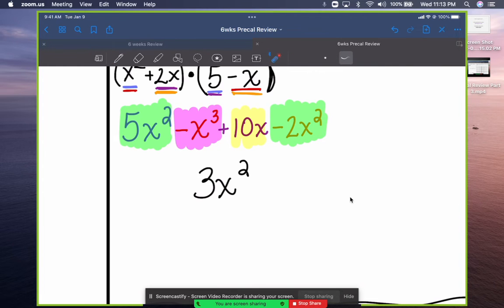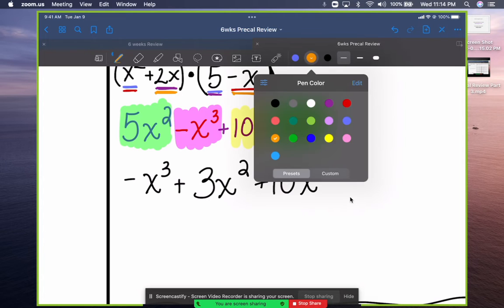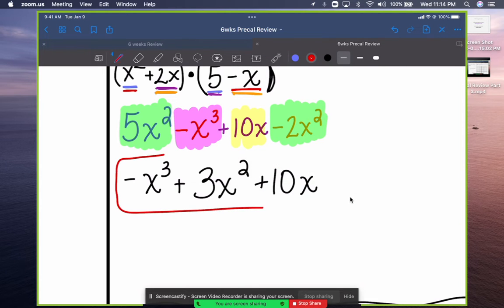However, it is not the term with the highest variable. I do have this cubed, so that negative x cubed should go in the front. This is a positive 3 because I have a positive 5 minus 2 gives me a positive 3. And last but not least, I have a 10x. Okay, this is going to be my final answer.